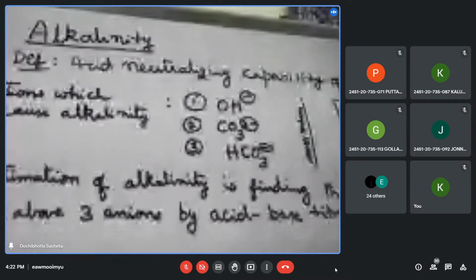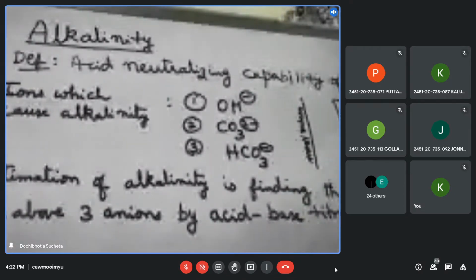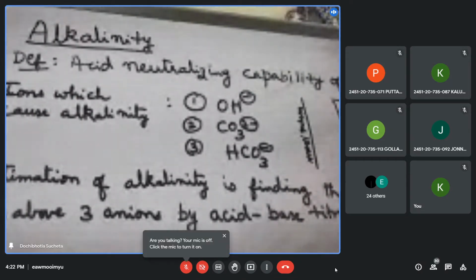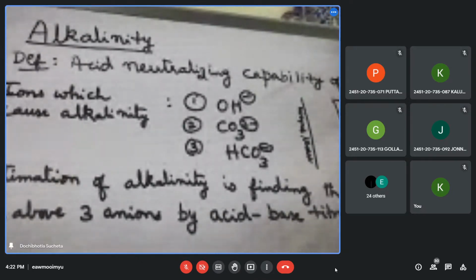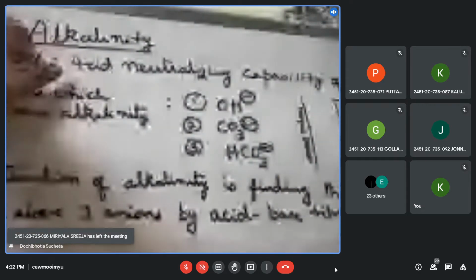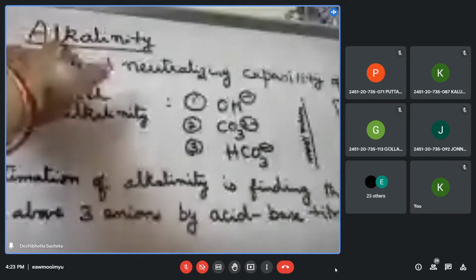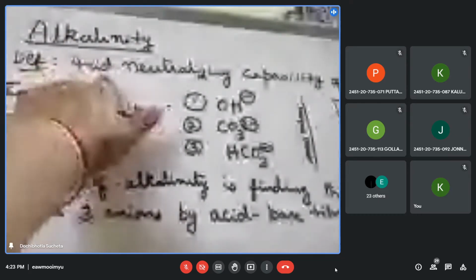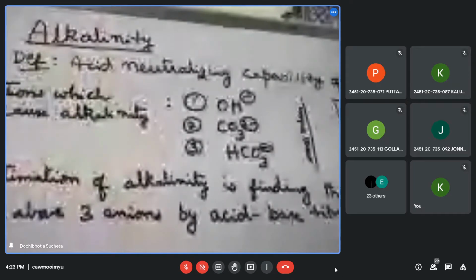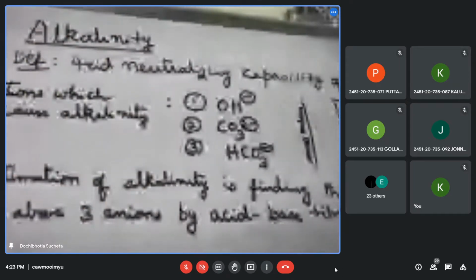I'm talking about the concentration of OH minus, CO3 2 minus, HCO3 minus ions only. You understand? That's what it is. Fine. So this is an acid-base titration, because my test sample is alkaline in nature, and I am reacting that alkaline test sample with an acid whose concentration I already know. So it's an acid-base titration.